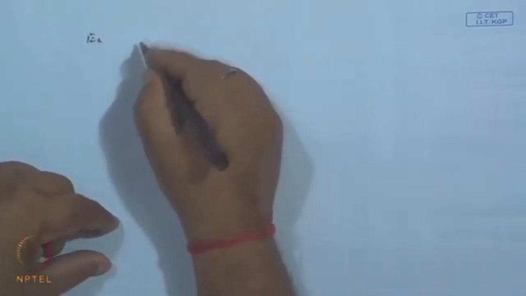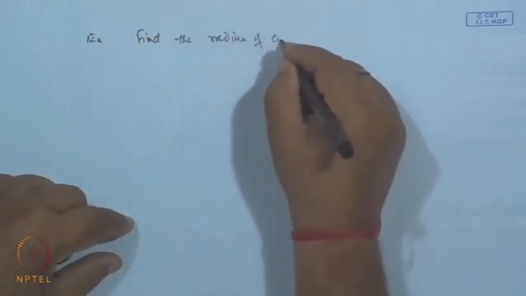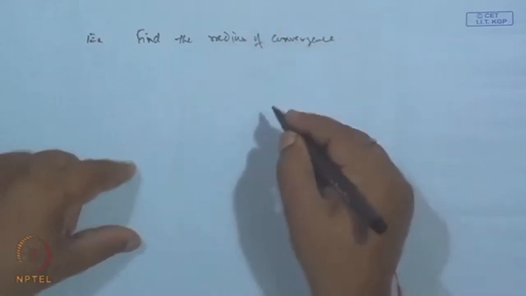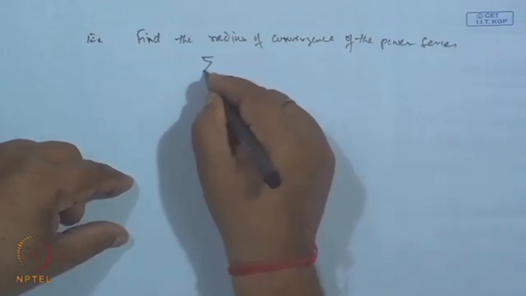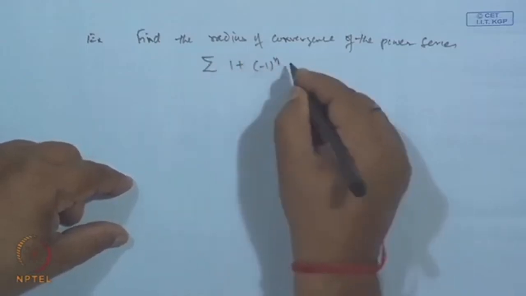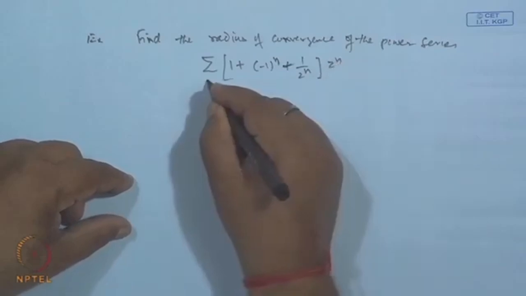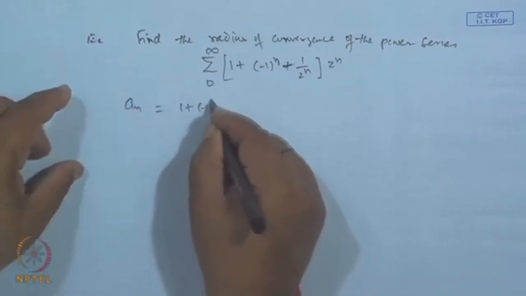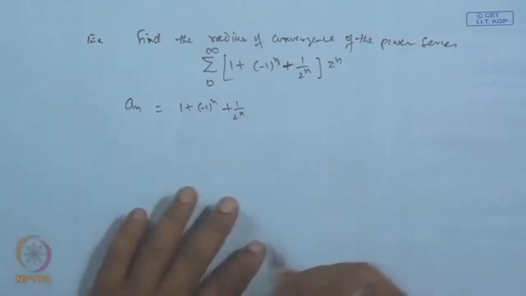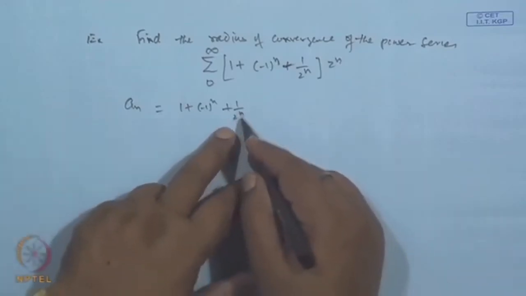So, for example, if you take this function, find the radius of convergence of the power series, sigma 1 plus minus 1 to the power n plus 1 by 2 to the power n, then z to the power n, 0 to infinity. Now, if we look at the series, what are the a n's? a n is 1 plus minus 1 to the power n plus 1 by 2 n. If we look at this series, then mod a n to the power 1 by n does not converge, because this limit will not always tend to half.